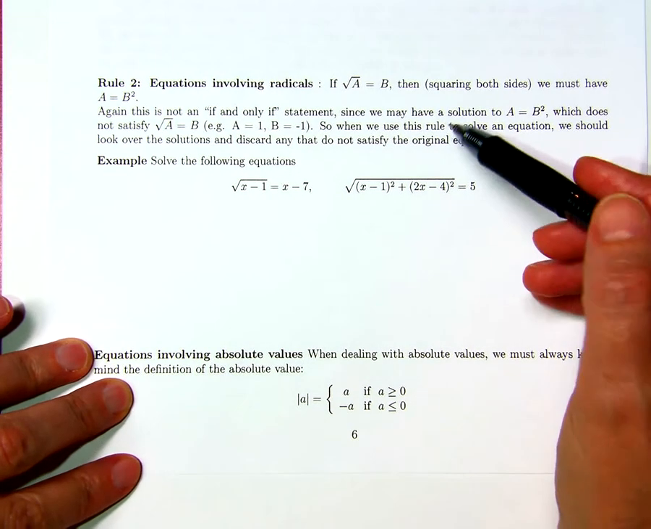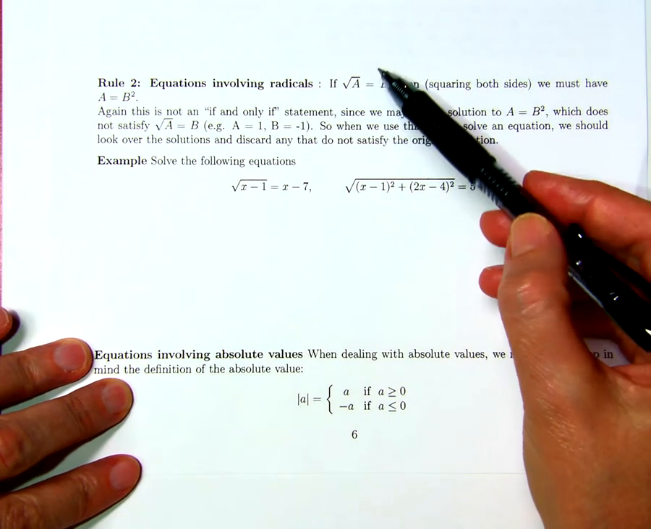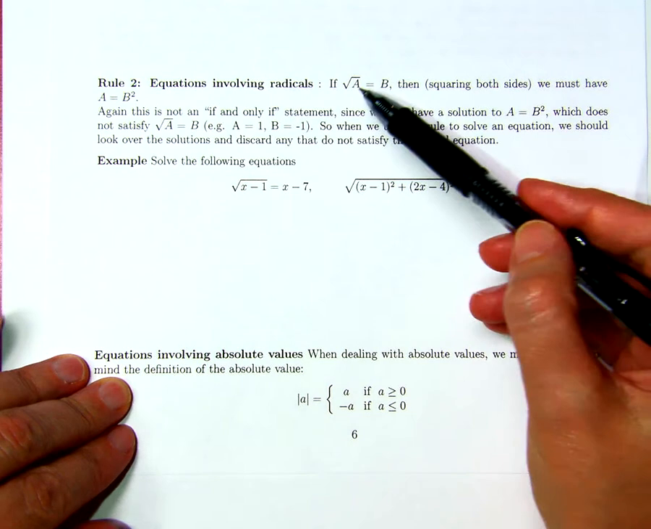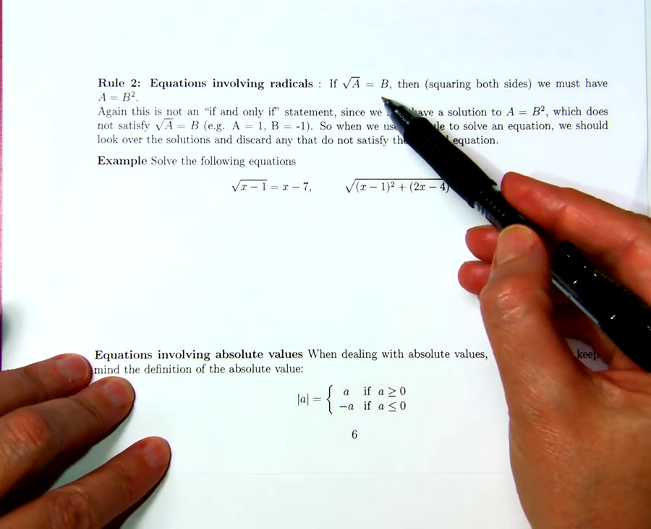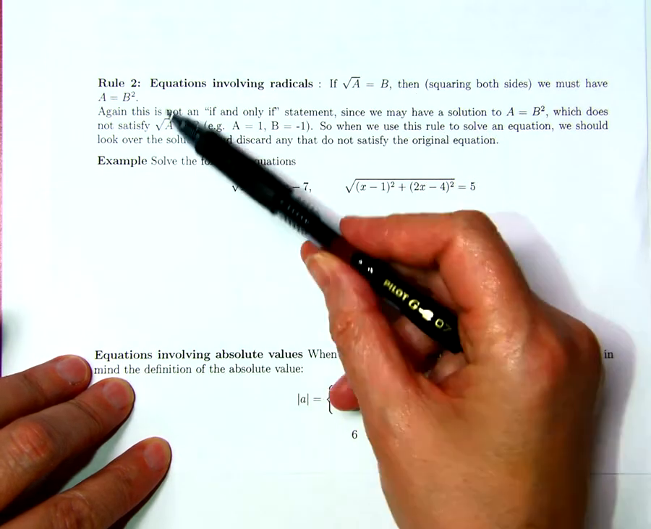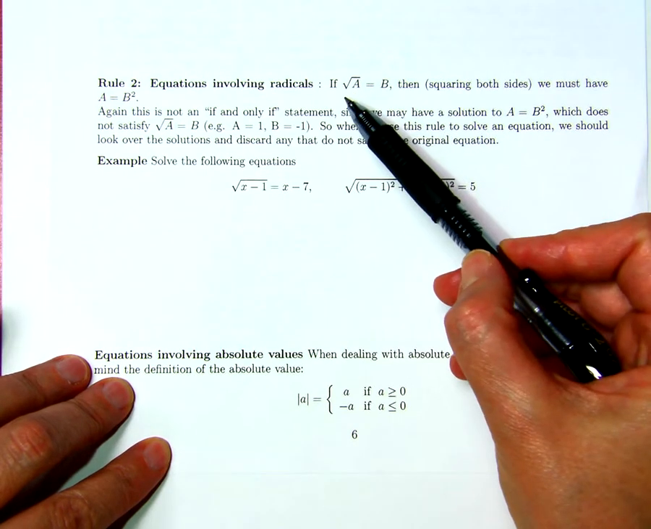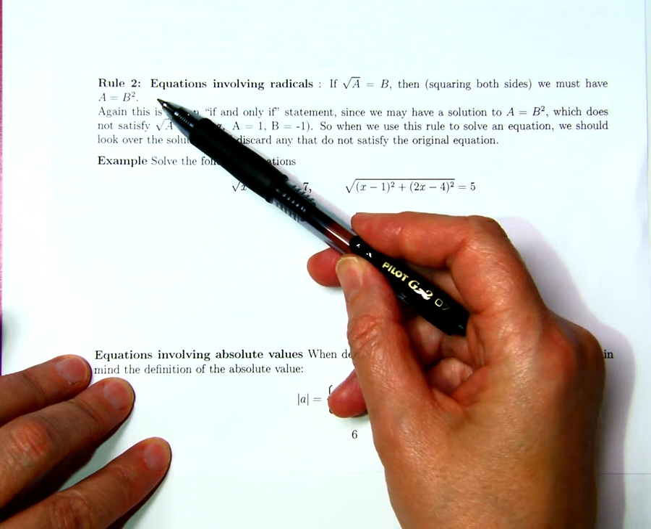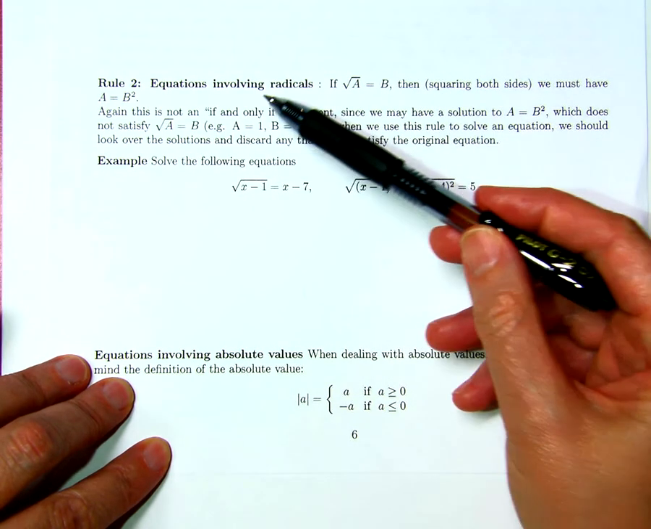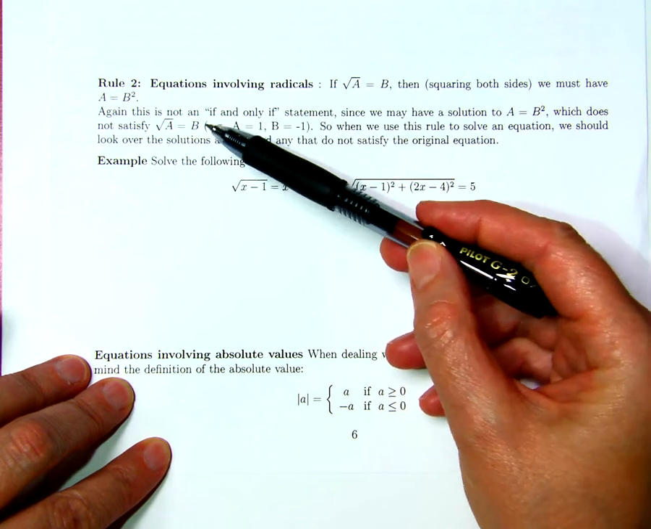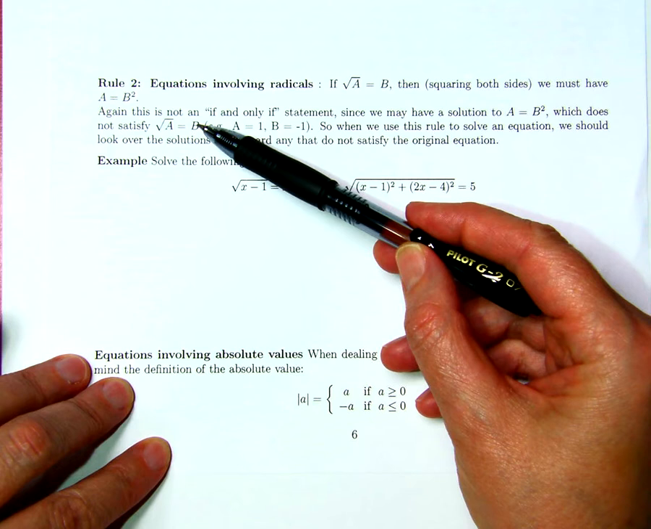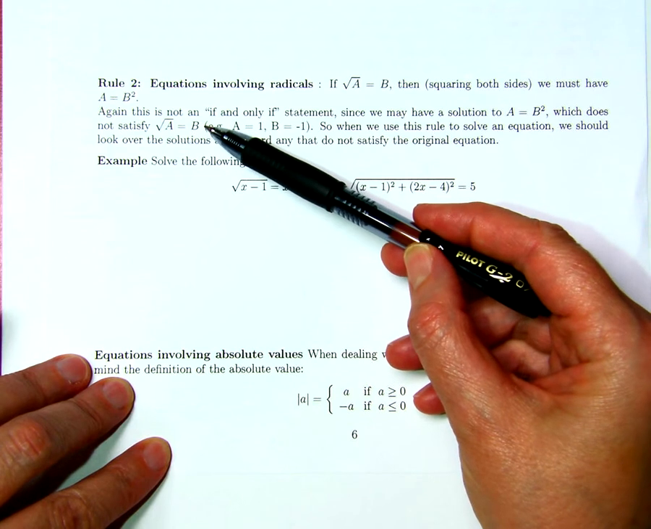So we also have to be careful solving equations with radicals. If we have an equation that looks like this, the square root of a equals b, then squaring both sides, we know that a has to be equal to b squared. And the solutions of this should include the solutions of this. However, there may be some extra solutions if there's the possibility that b might be negative.